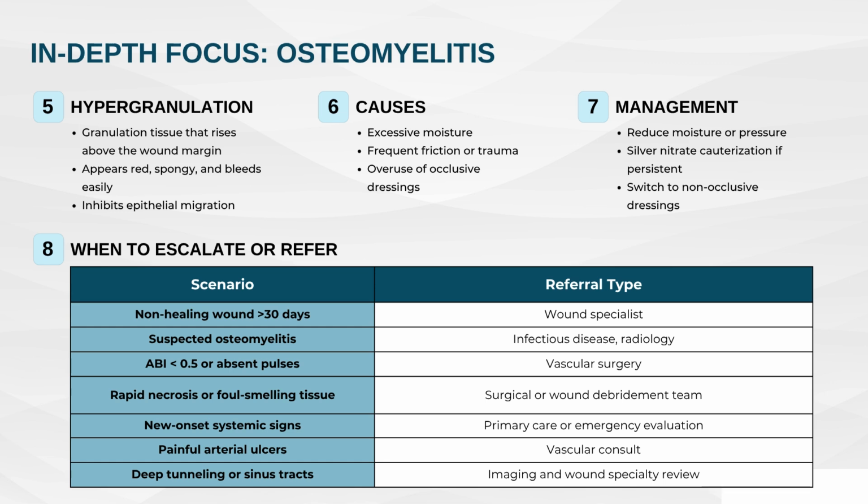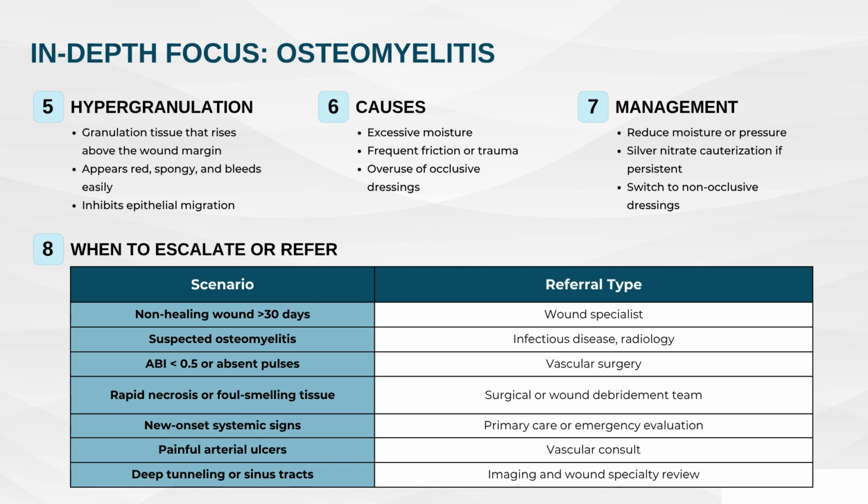Let's examine hypergranulation, a surprisingly common but often misunderstood wound complication. It presents as red, beefy, moist tissue that rises above the wound bed, like a mound. Though it may look healthy, it actually hinders healing by blocking epithelial cell migration. Common causes: excess moisture, often from overuse of occlusive dressings; friction or trauma to the wound bed, particularly in mobile patients; improper dressing techniques. Management strategies include switching to less occlusive, moisture-managing dressings, applying mild compression or protective barriers.